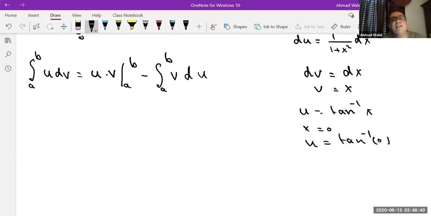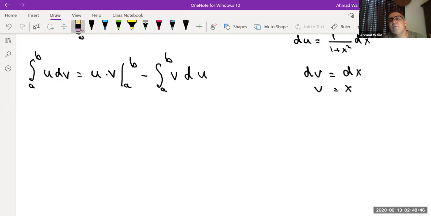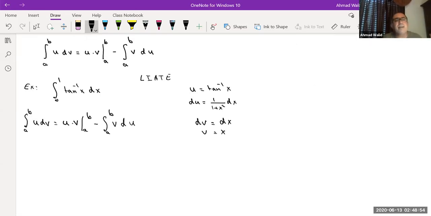Well, let's do it later for you, not now, because you will get confused with everything together. Let me do it later for you. Let's plug in these values at least here. Now, I can write integral from 0 to 1 inverse tan x dx actually equals u times v. What is your u?